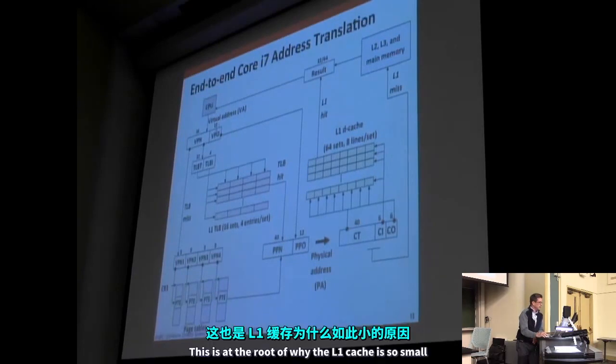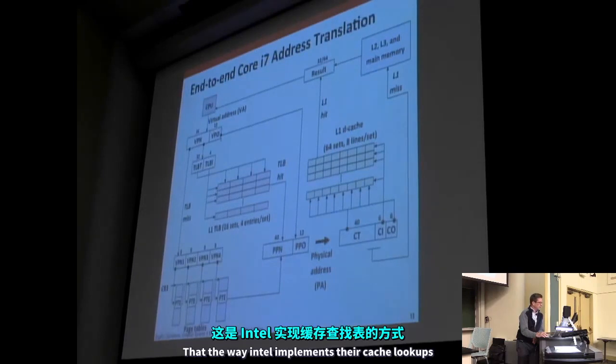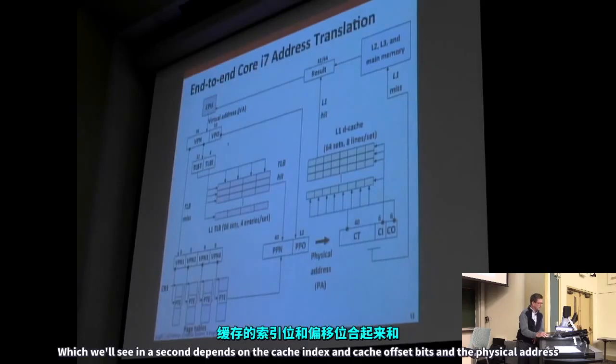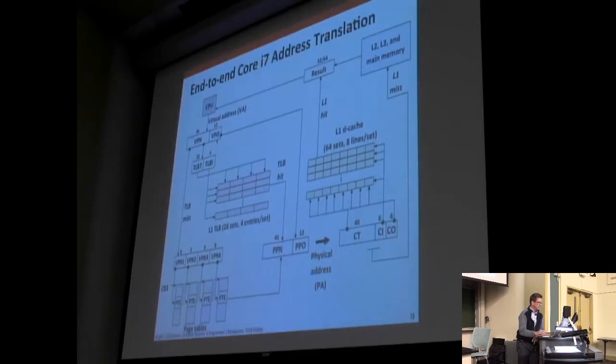of why the L1 cache is so small. The way Intel implements their cache lookups, which we'll see in a second, depends on the cache index and cache offset bits in the physical address being identical to the offset bits in the virtual address.